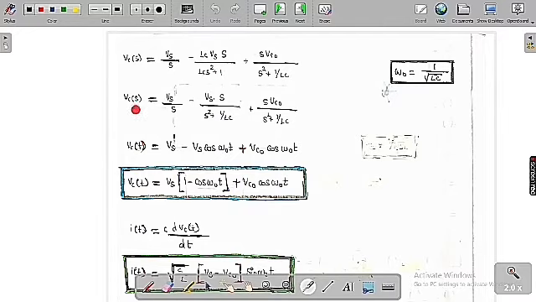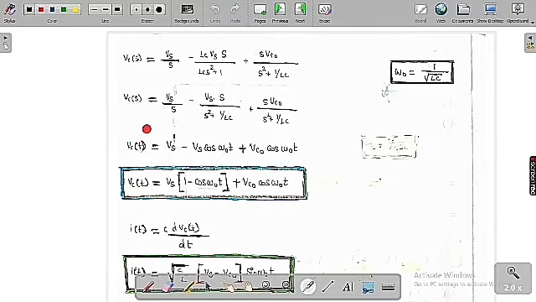So therefore finally Vc of s is equal to Vs by s minus, if you take LC as common, Vs into s by s square plus 1 by LC, plus s into Vc naught by s square plus 1 by LC. Then I am going to assume omega naught is equal to 1 by square root of LC.